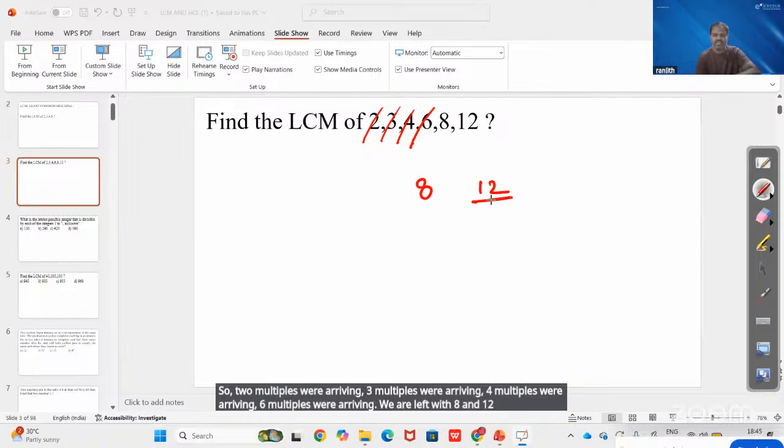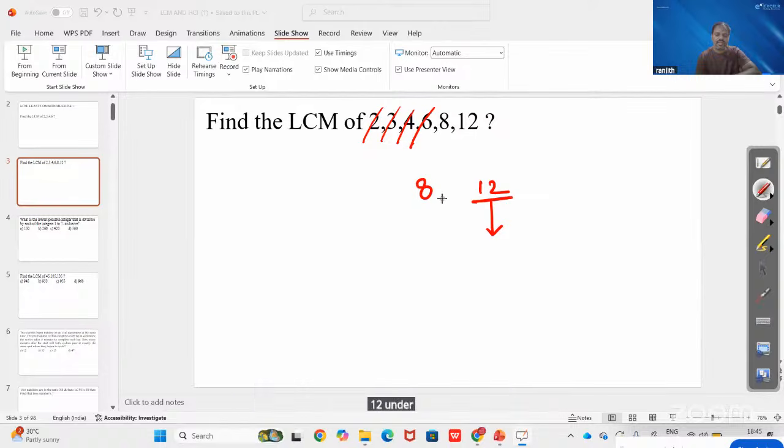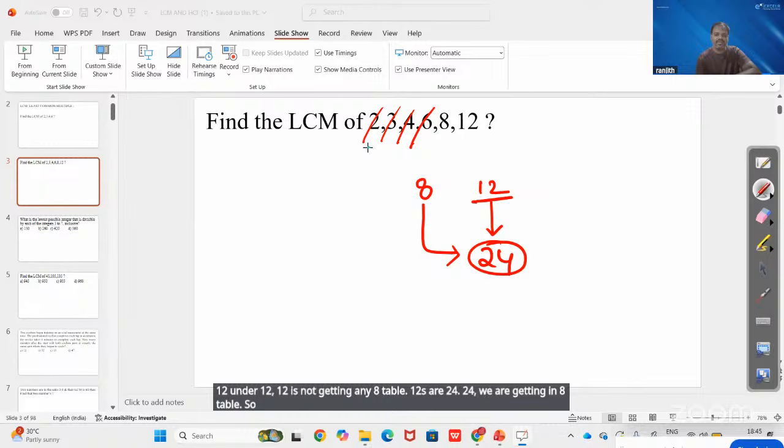What is the highest number? 12. What are the 12 multiples? 12 ones are 12. 12 is not getting in 8 table. 12 twos are 24. 24 we are getting in 8 table. So the LCM of given numbers will be equal to 24.